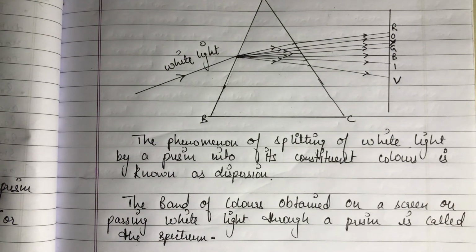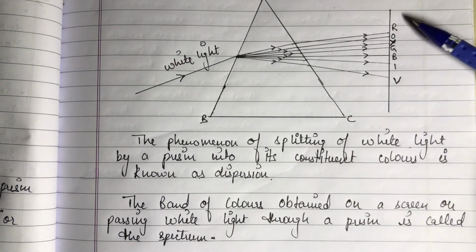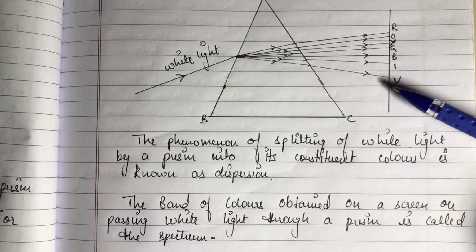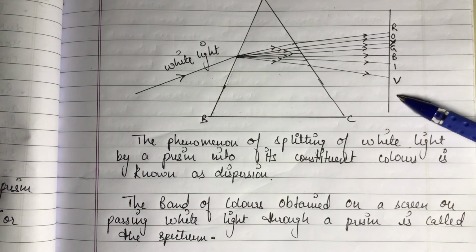This is dispersion by a prism. The band of colors obtained on a screen on passing white light through a prism is called the spectrum. Now we are getting this band of 7 colors, VIBGYOR. So this band of 7 colors obtained on a screen on passing white light is called the spectrum.